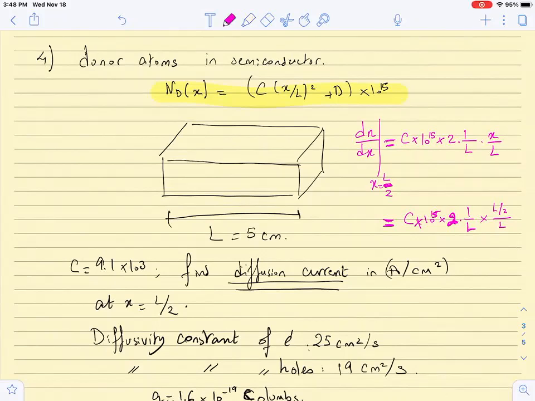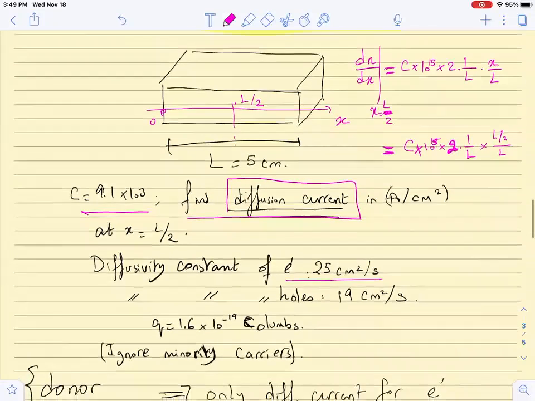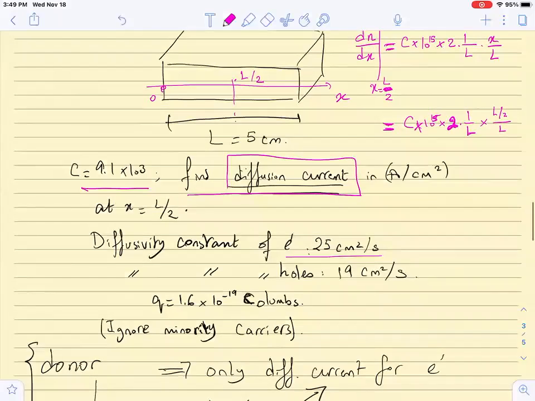So, given this donor density and given the constants in the equation, we are asked to find the diffusion current. And we were asked only to find the diffusion current at a specific point. If this is L and this is 0 and this is X, at X equal L over 2. And we were told that the diffusivity constant of the electron is 25 centimeters square per second, and that of the holes is 19. And we were asked to ignore the minority carrier.